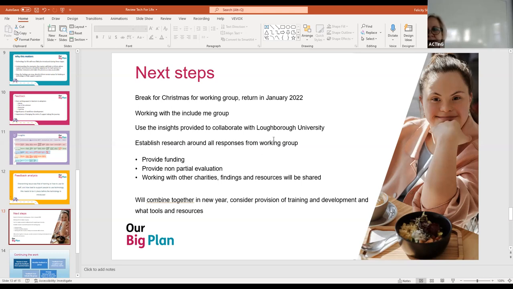And using those insights to collaborate with yourselves at Loughborough and establish research around responses from that working group, to perhaps look at some funding, to provide some non-partial evaluation from yourselves, hopefully, and working with other charities and finding resources so we can share what we do well and what didn't work so well, so we can inform each other and combine that in the new year.